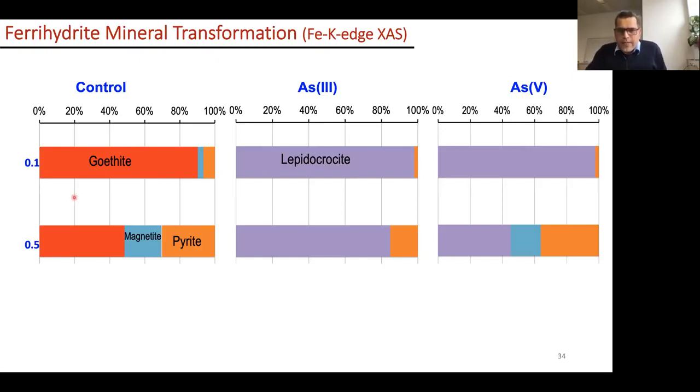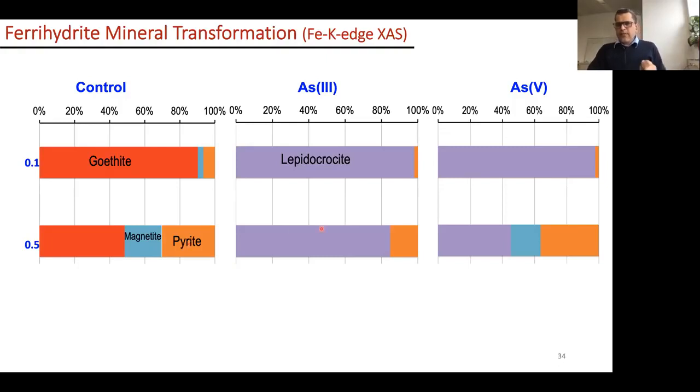As we increase the sulfide ratio, we see the same thing. Our goethite starts to transform to magnetite, which is already quite well known. When you have higher iron 2 concentration in solution, the system will move, depending on the ratio, towards magnetite, and you start to see some pyrite as well.